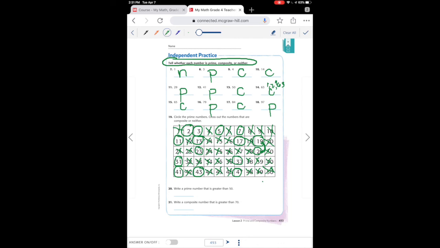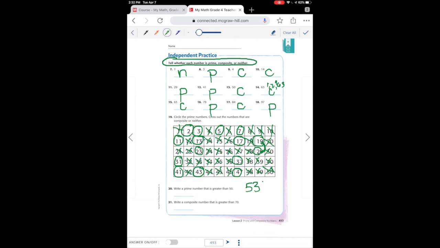Number 20, write a prime number that is greater than 50. Okay, so it needs to be a prime number that is greater than 50. Well, we just said that if it ends in a 1, a 3, or a 7, there's a good chance, not always, but there's a good chance that it's going to be prime. So let's just try some numbers. Let's try 53, because 53 is greater than 50.